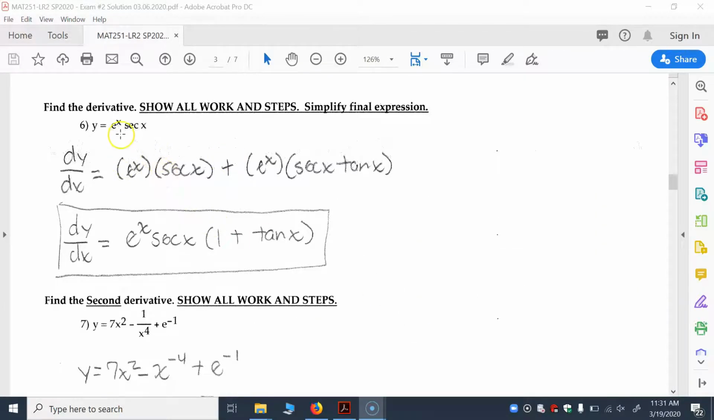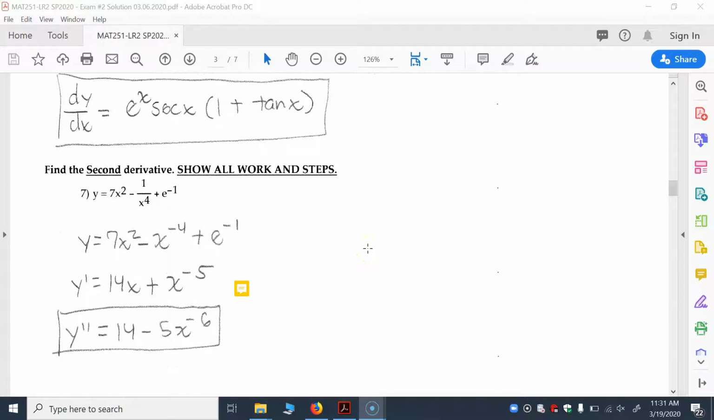Next derivative, e to the x times secant of x. Now, this is a product rule problem. The derivative of e to the x is e to the x, times the second function, secant of x. Then we take our first function, f of x, and multiply it by the derivative of g of x, which is secant x tangent x. Always pull out that common factor and simplify. In this case, you should have e to the x secant of x times 1 plus tangent of x.